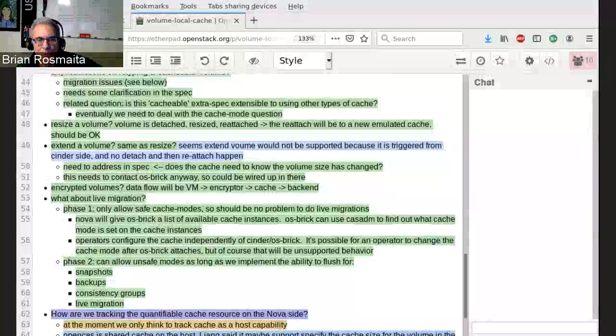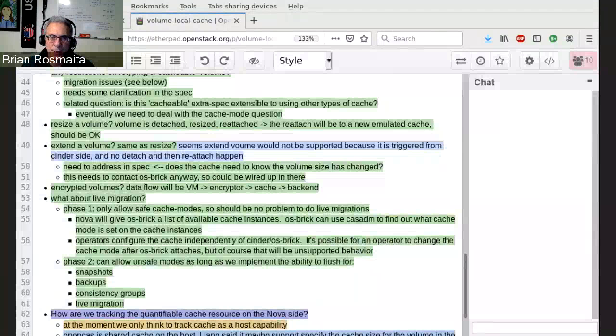And I think with the encrypted volumes, we're thinking that the data flow is looking good now. So we're okay there. Now this does impact live migration. So our plan was for phase one, only allow safe cache modes. Then there should be no problem because the data's all in the back end that's in the cache.